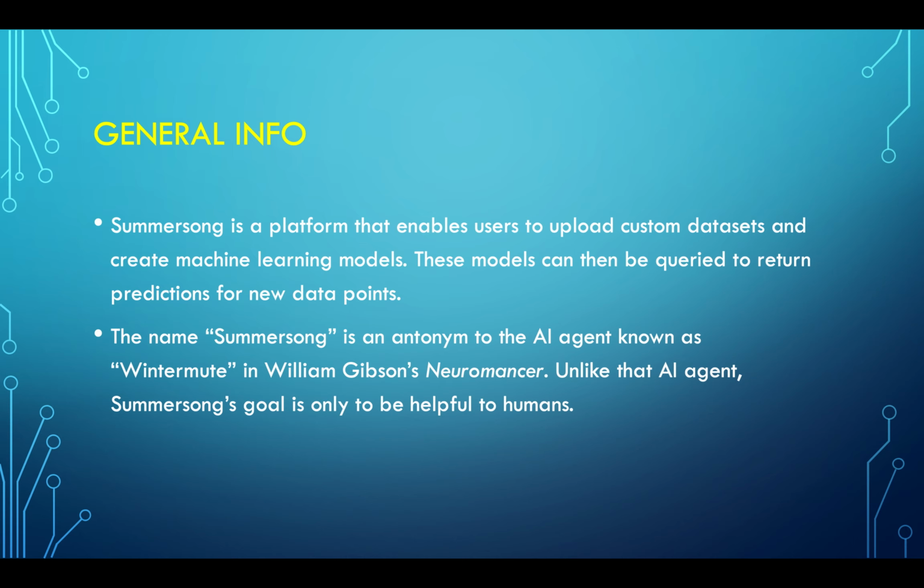The name Summersong comes from the book Neuromancer, where there was an AI agent named Wintermute, which used humans for nefarious purposes. So I came up with the name Summersong as an antonym to that, which is just seeking to be helpful to humans.